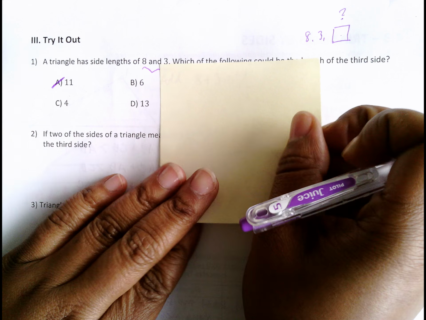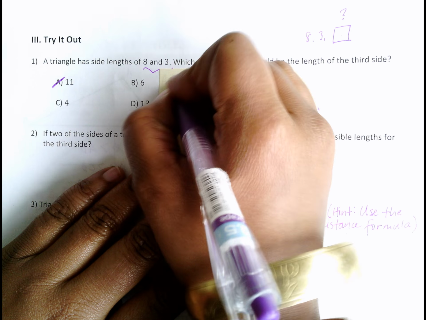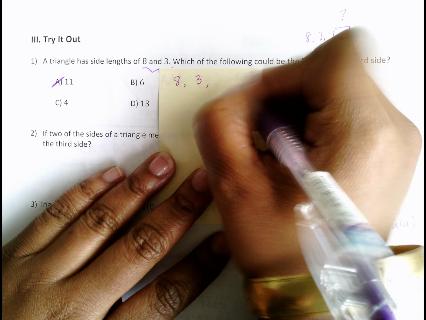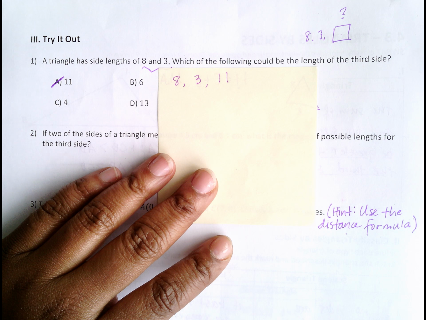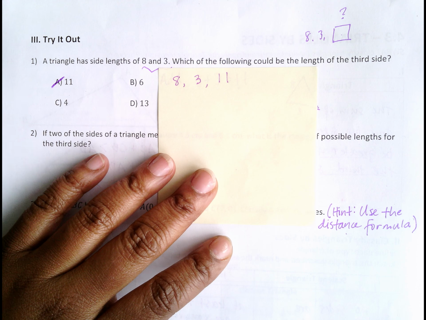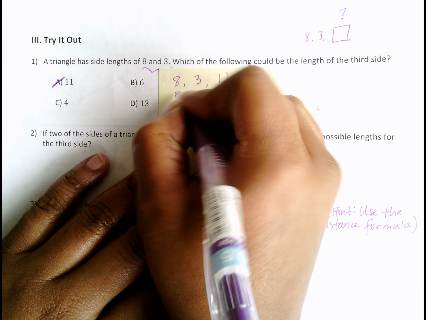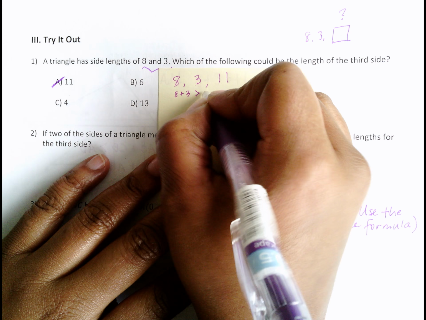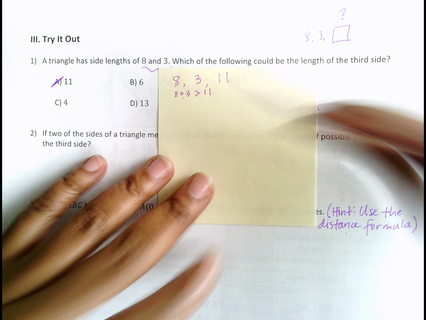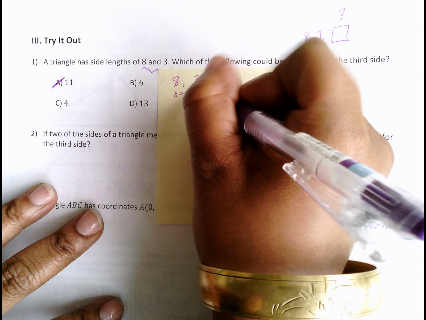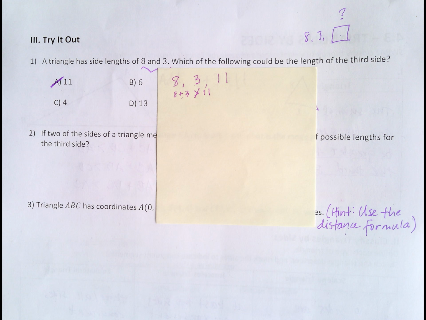In figuring this out, I already deduced that 11 would not work. Why? Because if I take my three sides of my triangle, remember we said when you add up any two sides, that value you get has to be bigger than the third side. So let's consider, we're going to add up 8 plus 3, and is 8 plus 3 greater than 11? No, it is equal to 11. So that would not work, and you would have to throw that answer away.